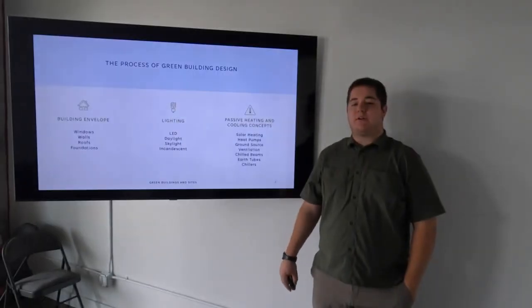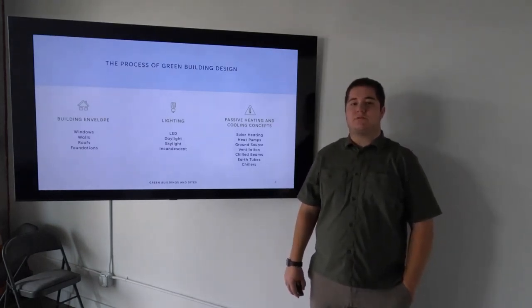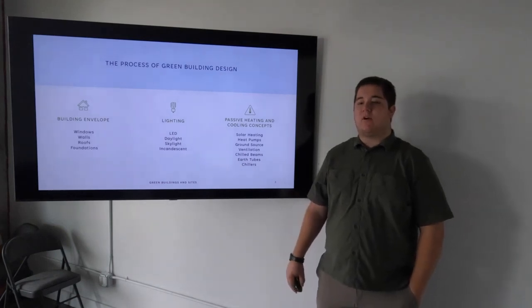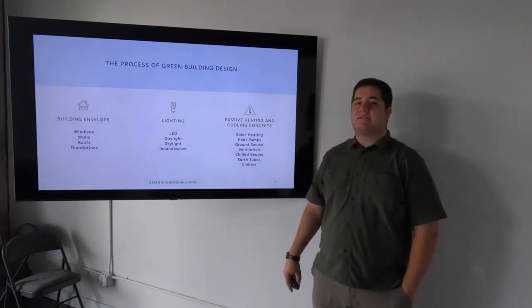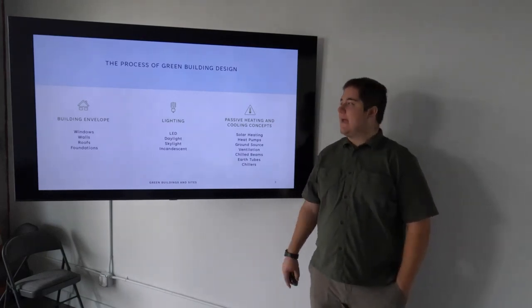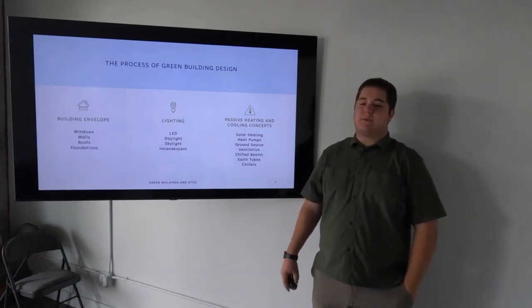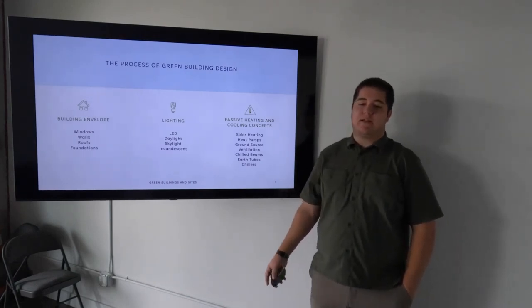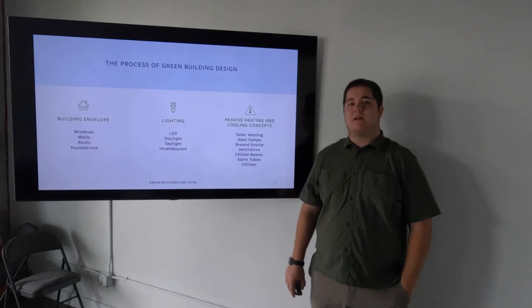Three main parts of a green building are the building envelope, which is windows, walls, roofs, and foundations; lighting, being artificial lights, natural lights, LEDs being artificial, and daylights and skylights being natural light; and heating and cooling concepts. Some examples would be solar heating, heat pumps, ground source heat pumps, and different forms of ventilation. There's chilled beams, earth tubes, and chillers. Now I'm going to show you some real-world applications of these concepts at a job site.